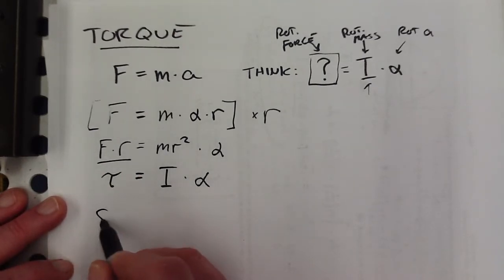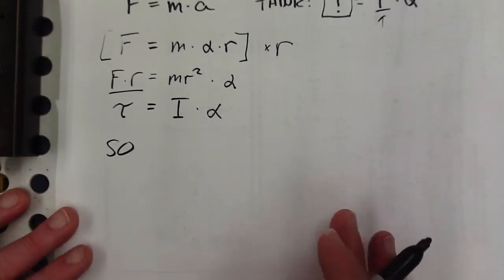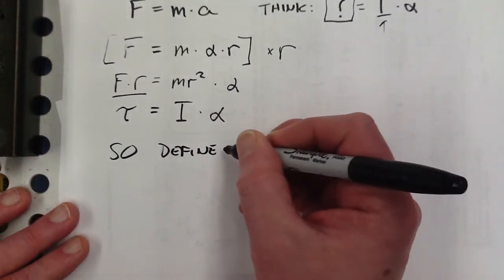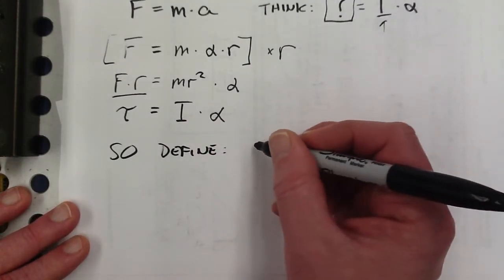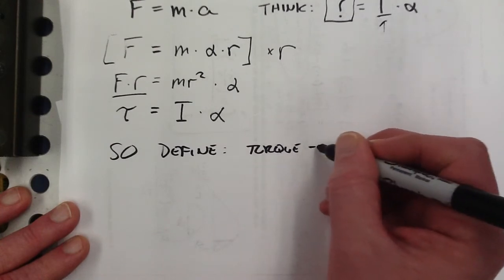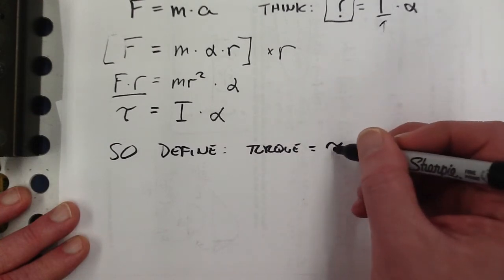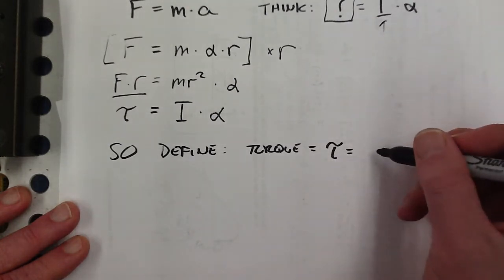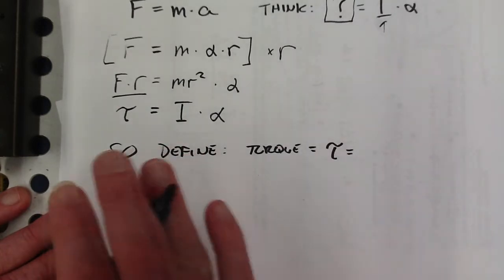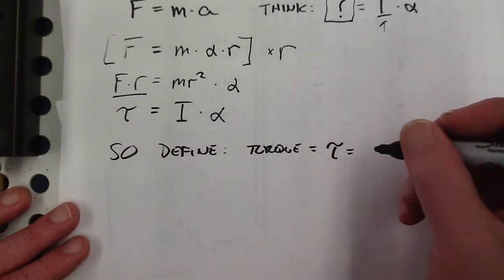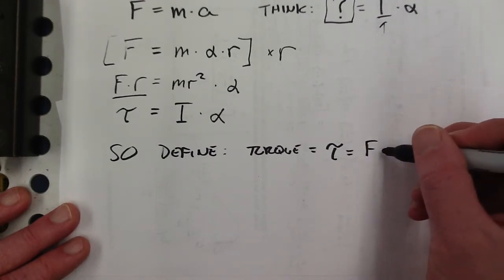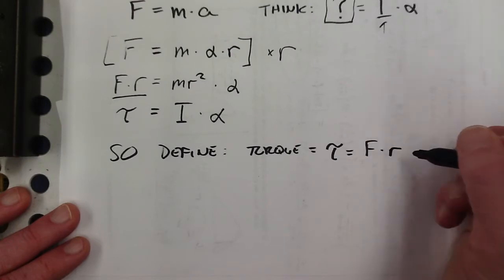So we're going to define torque is equal to tau, which is r cross F. I'm not going to get into it. It's really a cross product, but I don't want to go down that vector rabbit hole right now. So for right now, we're going to say it's force times radius.